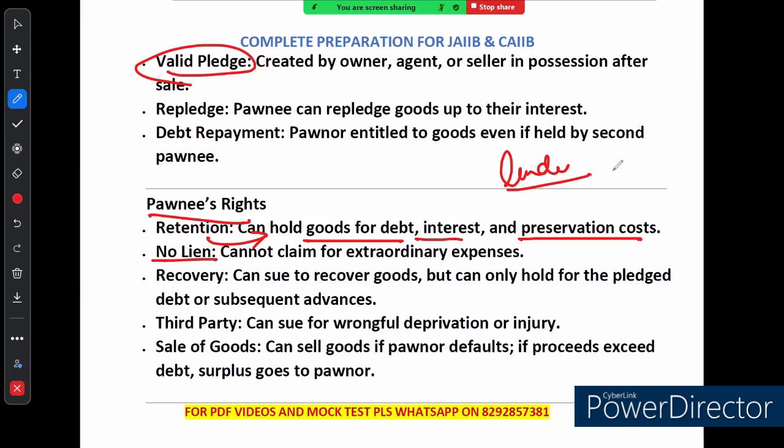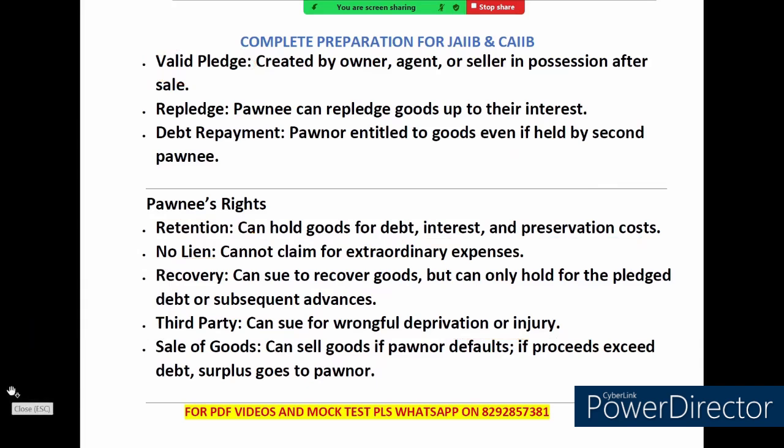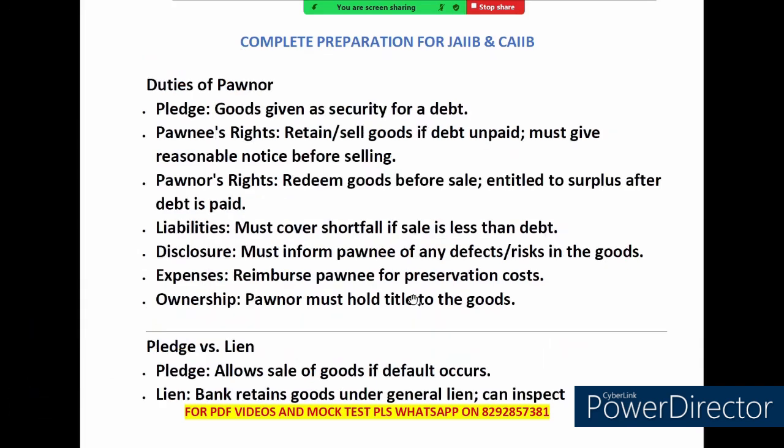So the pawnee cannot claim extraordinary expense. He can sue to recover goods, can sue for wrongful deprivation or injury, and he can sell goods if the pawner defaults. If the proceeds exceed the debt, the surplus goes to the pawner, right? Now, what are the duties of the pawner? Let's discuss in the next slide.